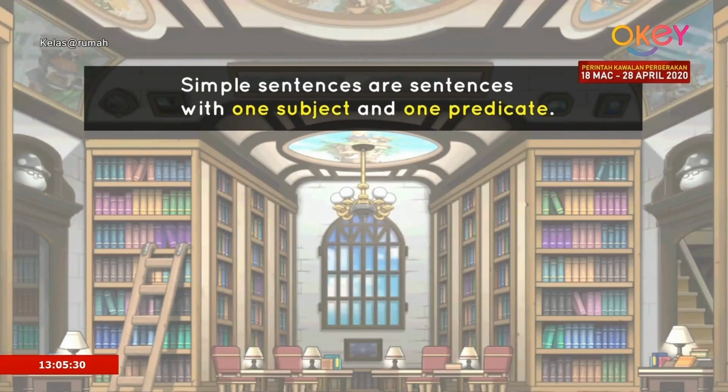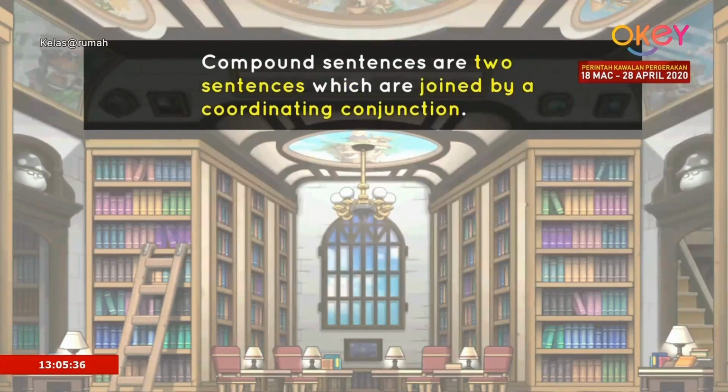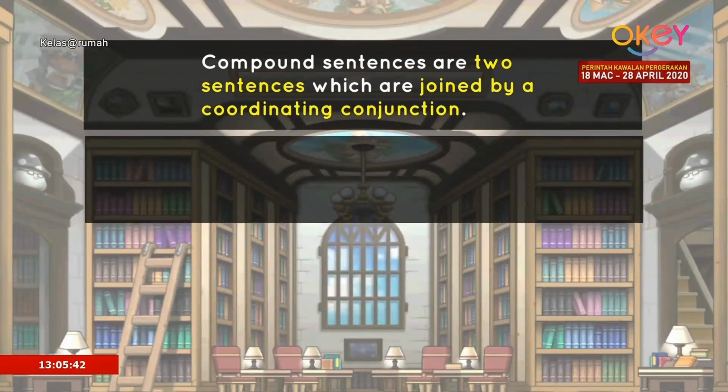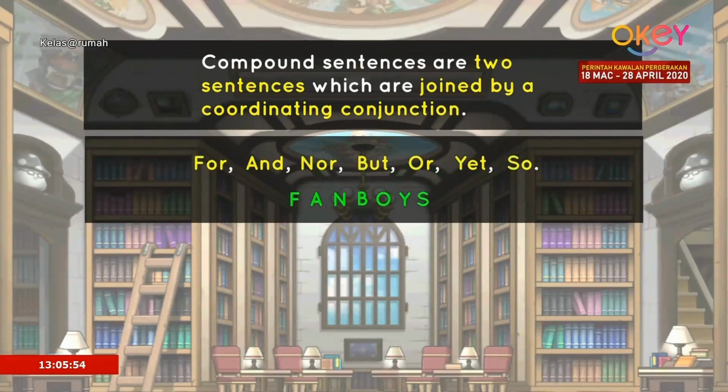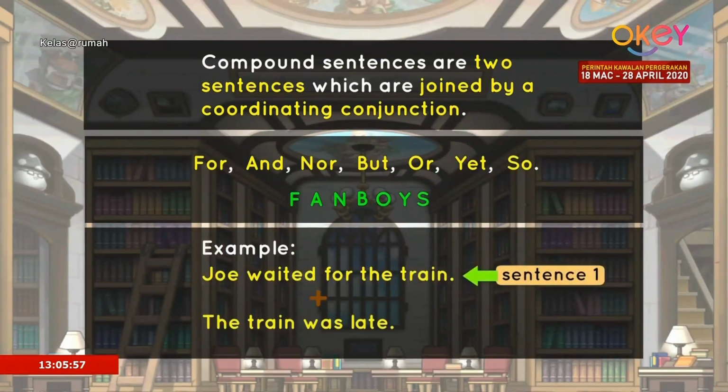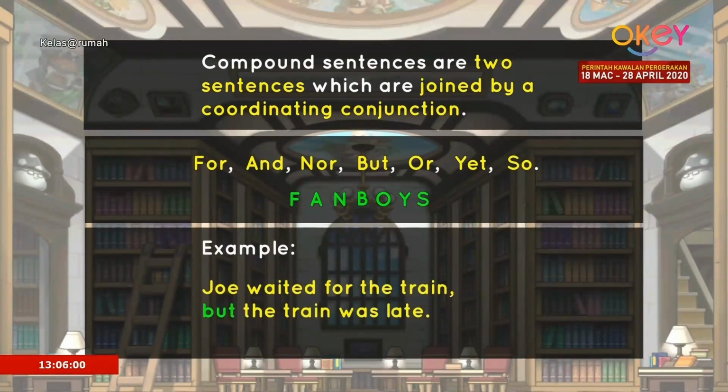Let's briefly recall what simple sentences and compound sentences are. Simple sentences are sentences with one subject and one predicate. Compound sentences are two sentences which are joined by a coordinating conjunction. Coordinating conjunctions are words such as and, but, for, nor, or, yet, and so. Use the mnemonic FANBOYS to remember. If you are very advanced and you can write complex sentences, that's even better.